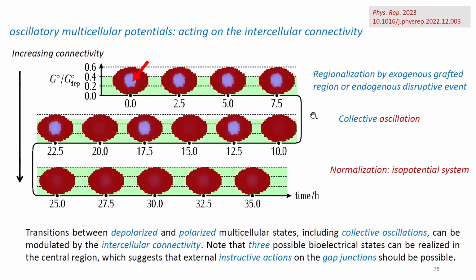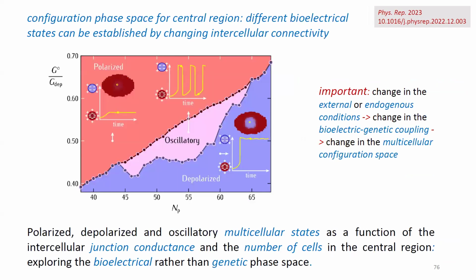However, it's very interesting to have a central collective oscillation when the connectivity has intermediate values, as in this case. So again, we try to reproduce a configuration space with polarized and depolarized states for the central region, which has been grafted.